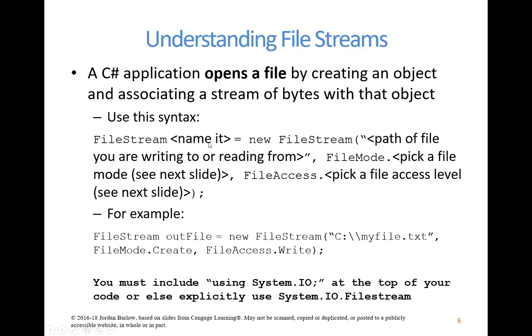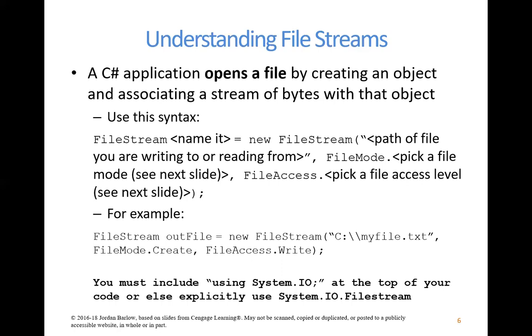It doesn't matter what you name it. And then the equal sign, then the keyword new, and then again the word FileStream. You'll notice that this syntax is similar to when we create arrays. We use the keyword new to create a file stream object. And then inside of the parentheses, you have to include three things. Every time, you have to include three things inside the parentheses, separated by commas.